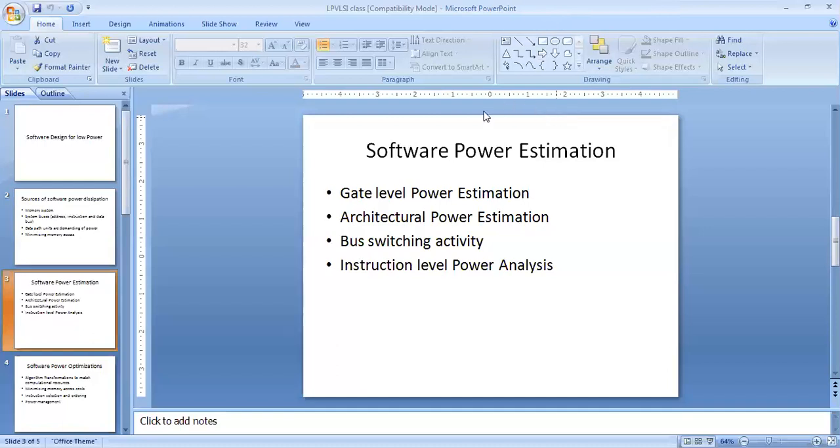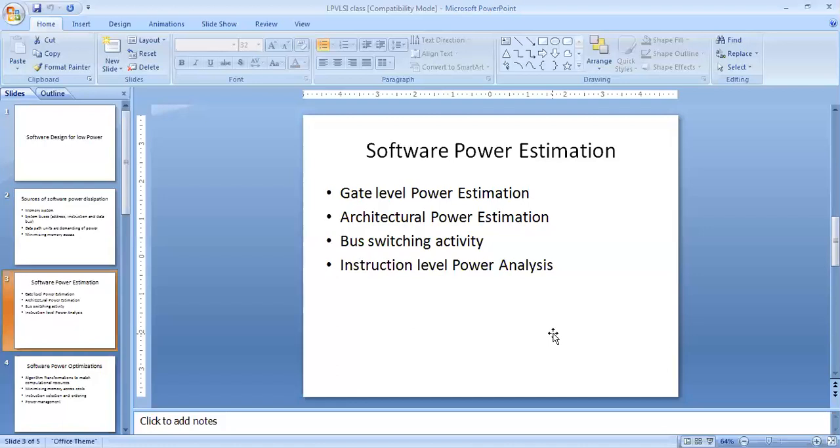Then the next one is instruction level power analysis. Instruction level power analysis means, suppose two instructions give the same output, which instruction should you choose? Whichever instruction consumes lower power, you can choose for a similar operation. That is called ILPA.